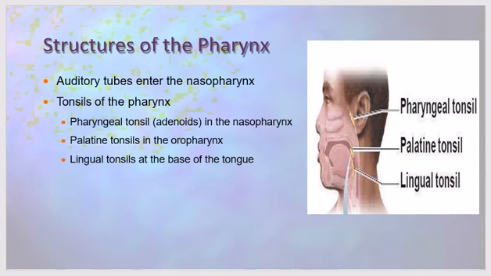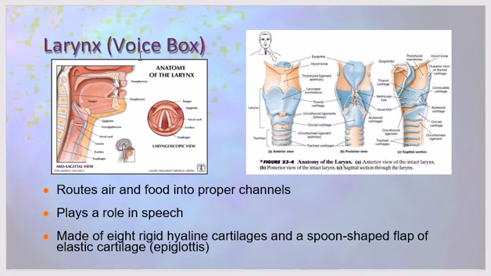Now coming to the next part, which is your larynx, also known as the voice box. What does the larynx basically do? It provides the routes of air and food into the proper channels. What are the channels over here? The food pipe as well as your respiratory tract. It provides the separation first. Next, it plays a role in speech. How we are speaking, saying something, that means I am telling you about the larynx, how it's happening. Just because of the activity of your larynx, I am able to speak.